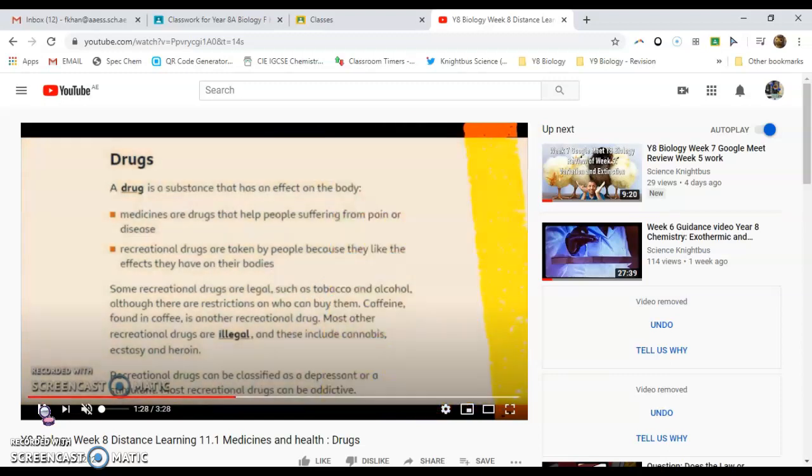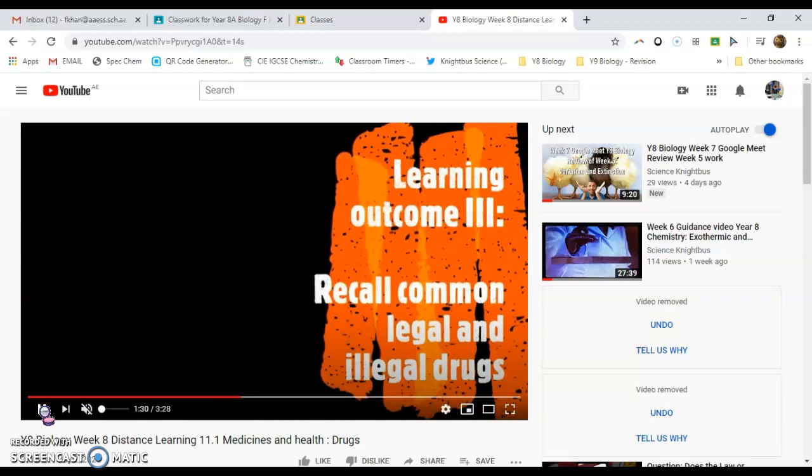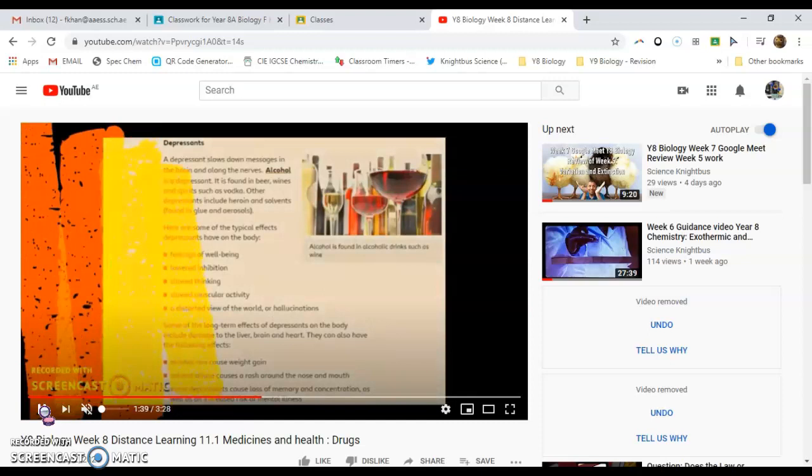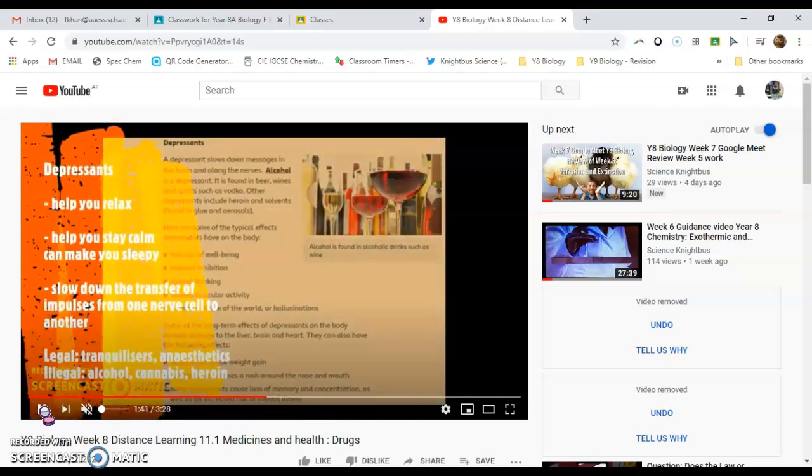What you need to do is be able to talk about what a drug is. So you need to define it. I've got a definition that's just appeared on the screen. You also need to know that there are two different types of drugs: medicinal drugs and recreational drugs. And out of the recreational drugs, there are two additional types: depressants and stimulants.